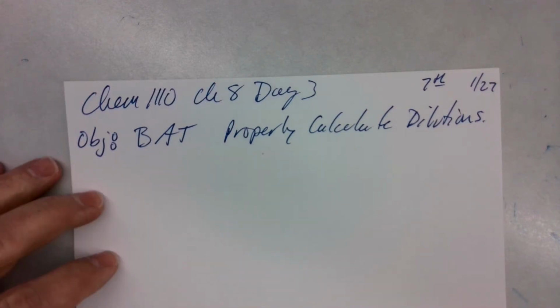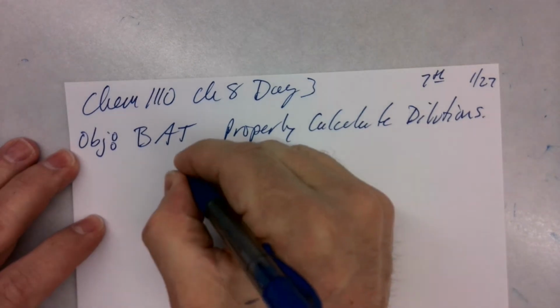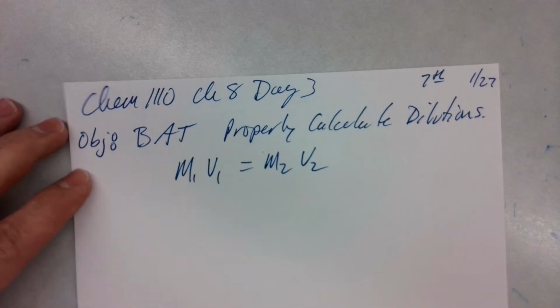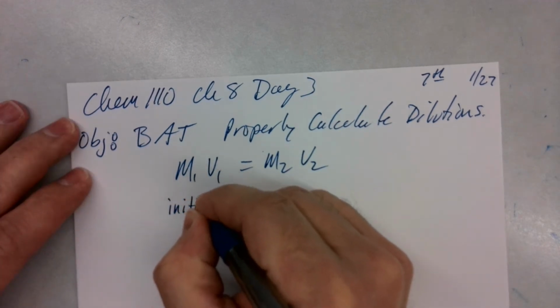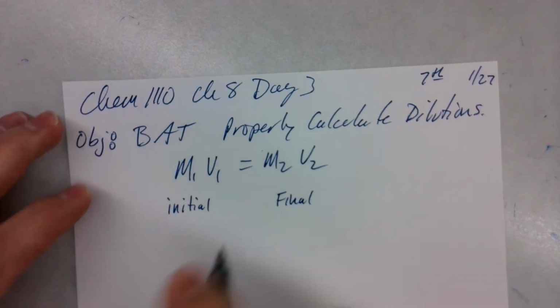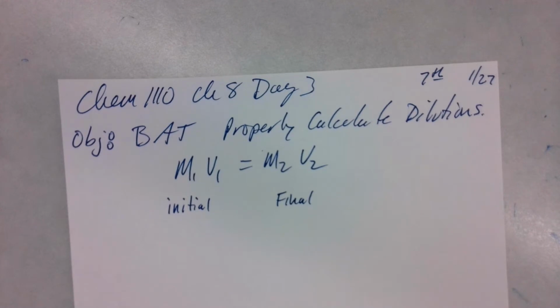Now, the typical dilution equation is simple. It's M1V1 equals M2V2. These are my initial molarity and volume, and these two are my final molarity and volume. Now, if I'm going to dilute something, what am I going to do? I'm basically going to add some water, right? Typically, with an equation like this, they're going to give me 3 terms, and I'm going to solve for the 4th. Wham, bam, I'm done. It's easy, right?